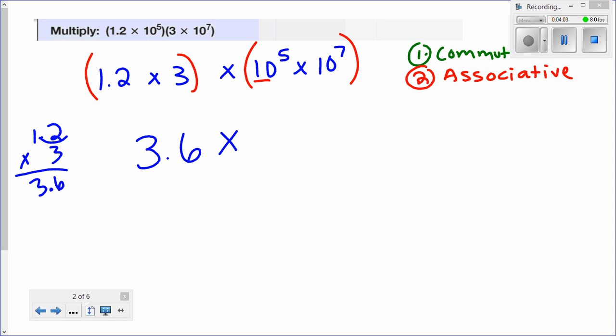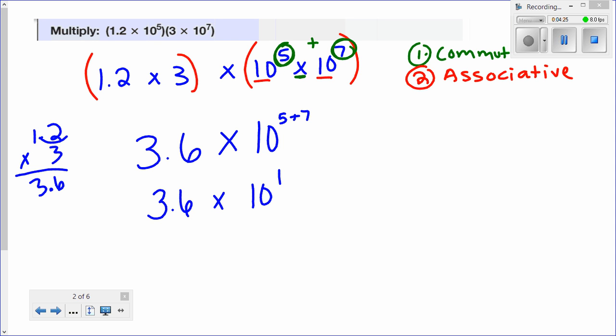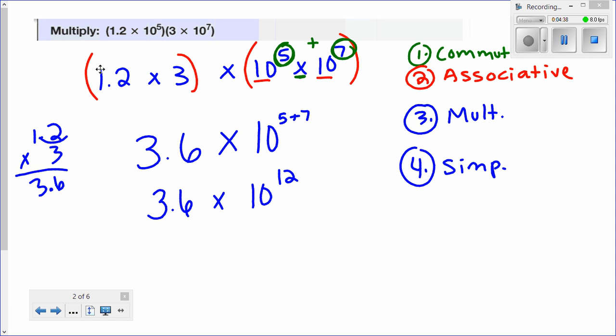Now here, we do have the same base numbers. If we have the same base numbers and they are being multiplied, we can take these exponents and we can add them. So our base is still going to remain the same. We're going to have that base 10, except for our new exponent is 5 plus 7. So our scientific notation number is 3.6 times 10 to the 12th. The steps we took there were multiply, and in step 4, we simplified, added those exponents.